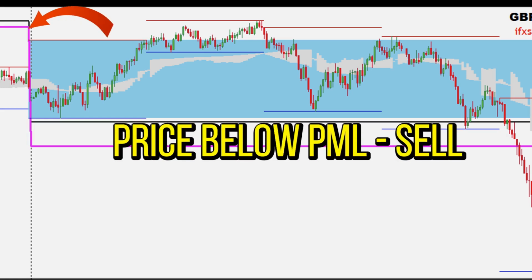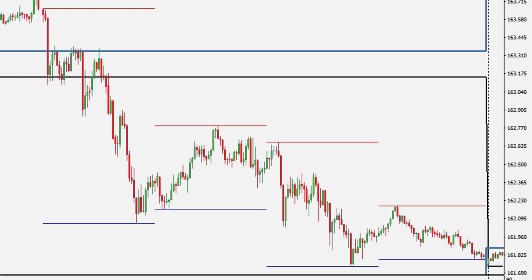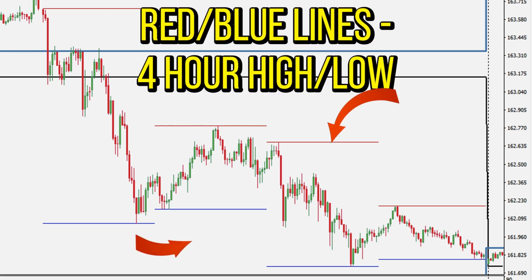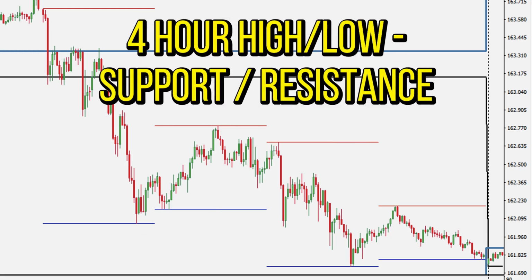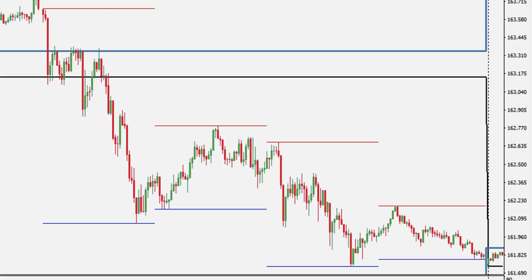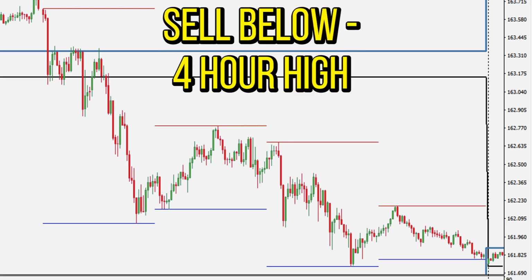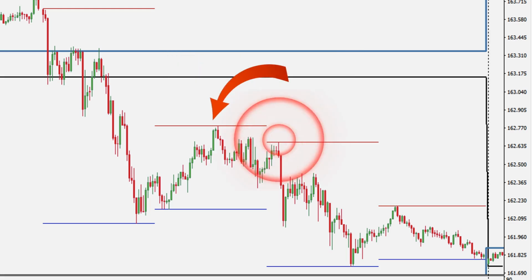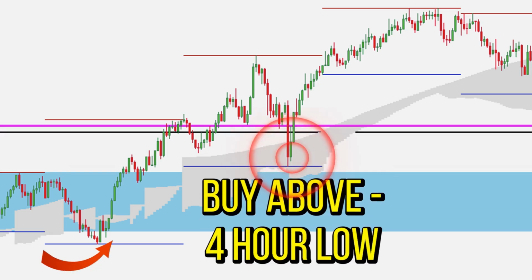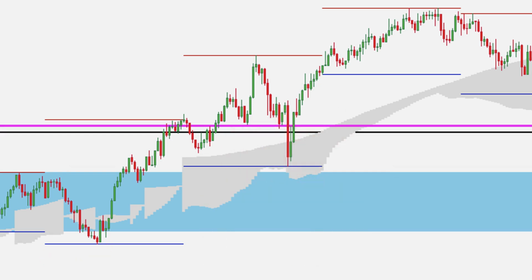When the price is above this line, we lean towards buy entries, and when it's below, we look for sell entries. Then we have the red and blue lines, which mark prior 4-hour highs and lows. These levels give additional context for support and resistance. Typically, it's safer to sell below a prior 4-hour high and buy above a prior 4-hour low, but like any rule, exceptions exist depending on the overall market structure.